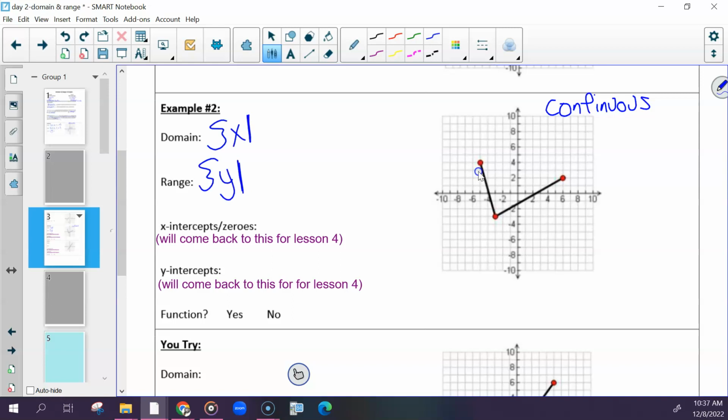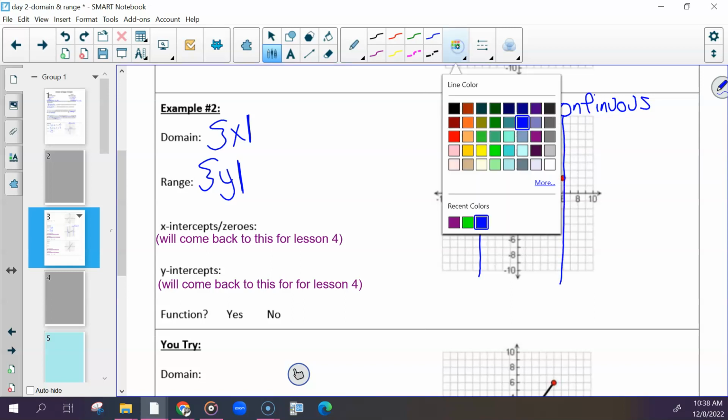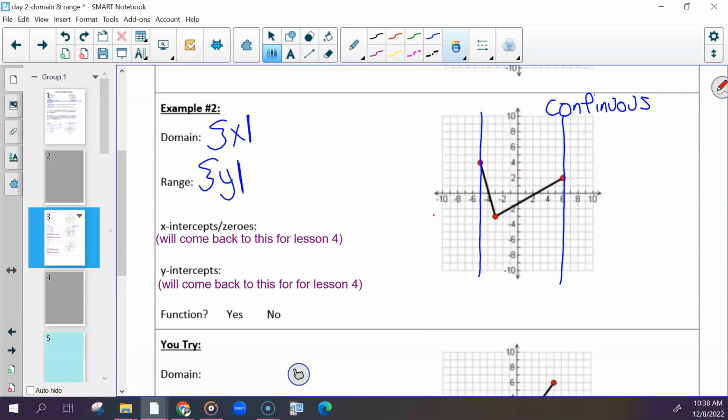Because we're not using the foldable, if you wanted blockers to look for the lowest, highest, furthest left, furthest right, you could draw in lines. So look for your furthest point to the left, furthest point to the right, furthest lowest and furthest highest points. That might help you see, similar to the foldable.